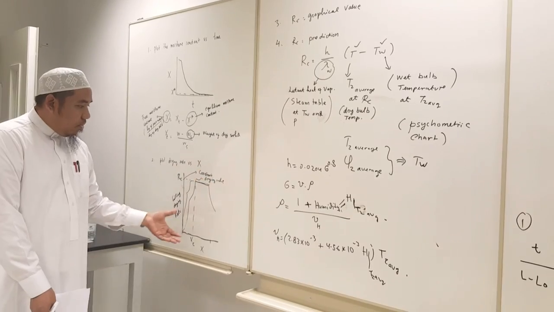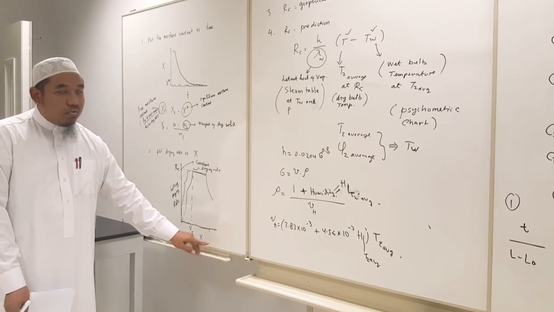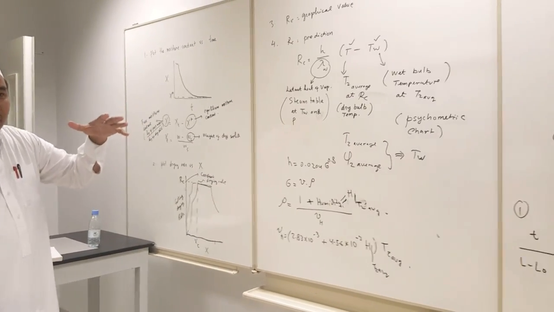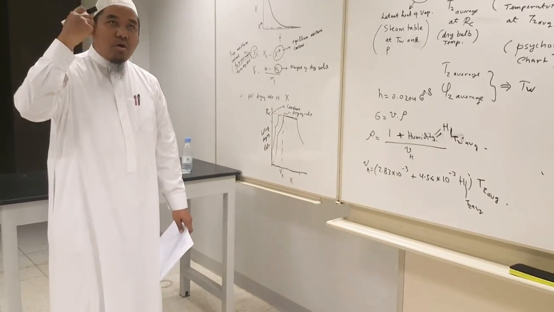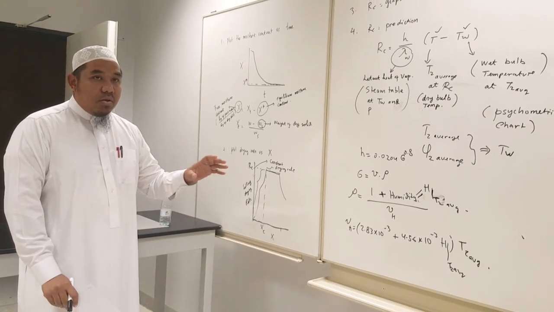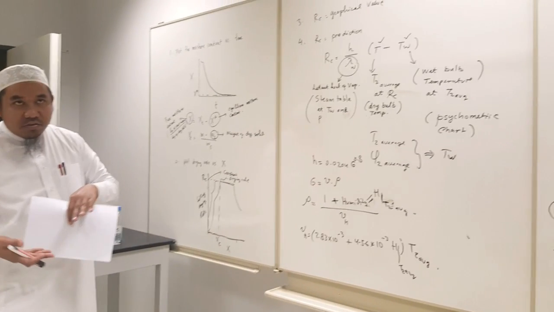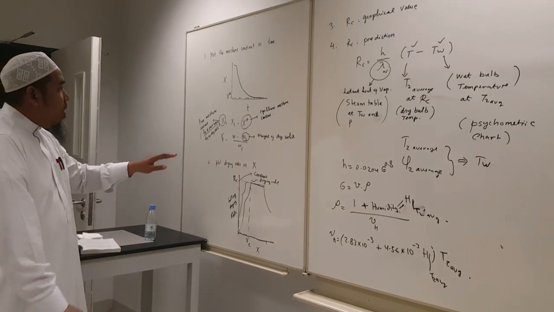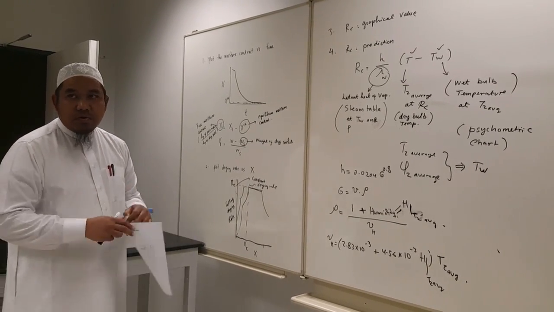One is to investigate this drying rate as a function of X. What is X? X is called free moisture content: the water that is not bound inside the pores of the solid. If you recall the mass transfer, when we have wet material, this water might be bound inside the pores of the solid material. It needs more heat and more time to remove the water inside.